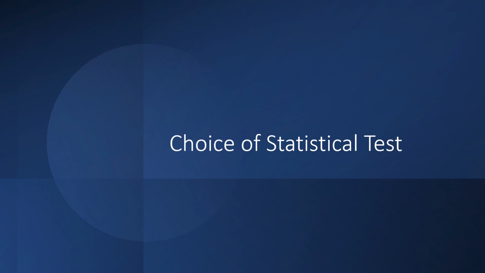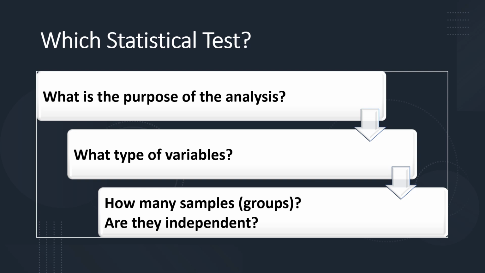Let's quickly take a look at the process of choosing a statistical test. In the process of choosing the right statistical test, we have to ask ourselves a couple of questions. The first and most important is, what is the purpose of the analysis? The second question is, what is the type of variables? And finally, how many groups and are they related or not?